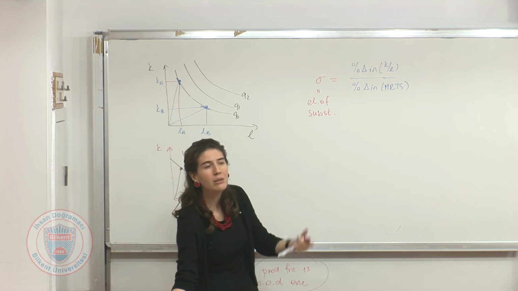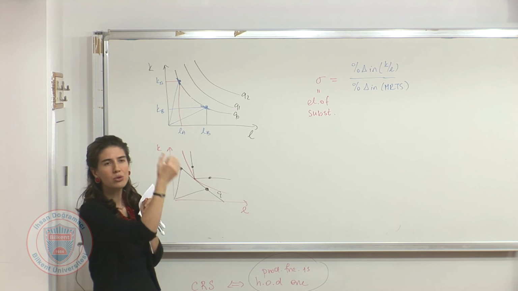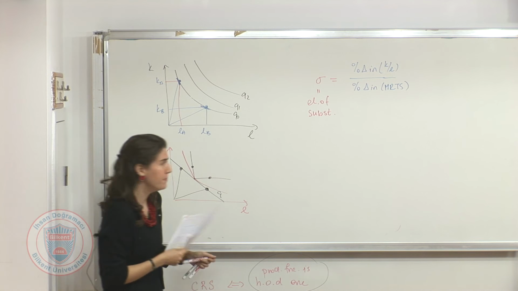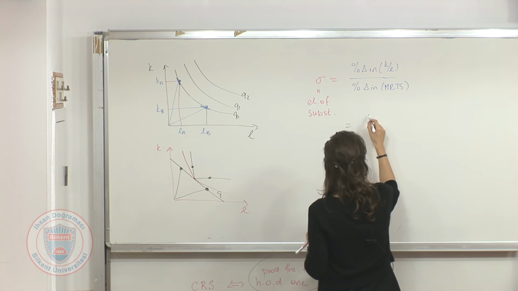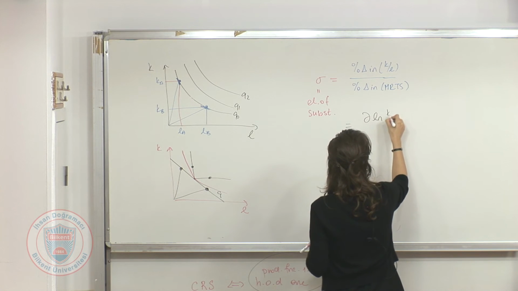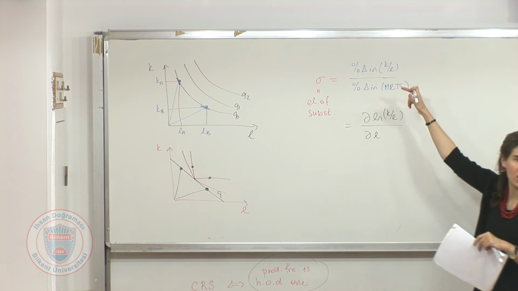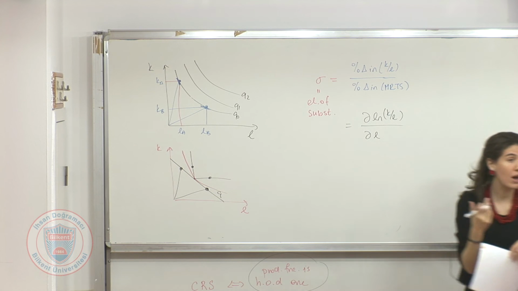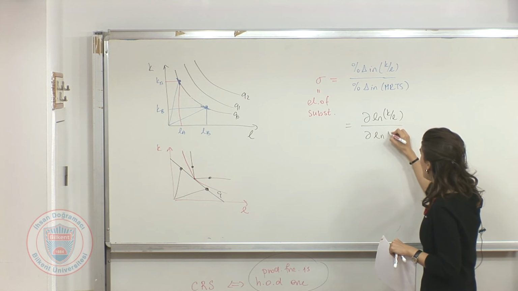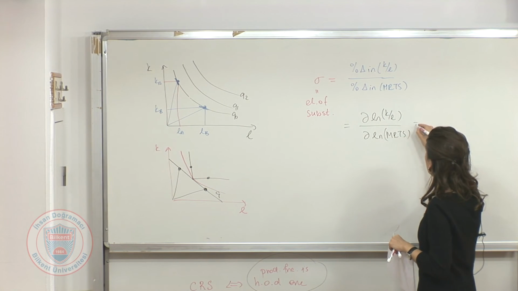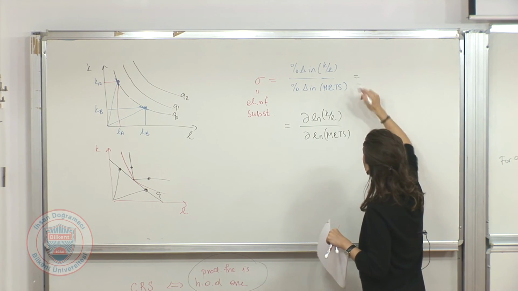So this is what we mean by elasticity of substitution. Think of it as how easy it is for me to substitute one good for the other. There are many ways of writing this. One is the derivative of ln K over L, because these are percentage changes, so you can write it as derivatives of logs, with ln MRTS, or you can just write percentage changes like this. They're all equivalent to each other.